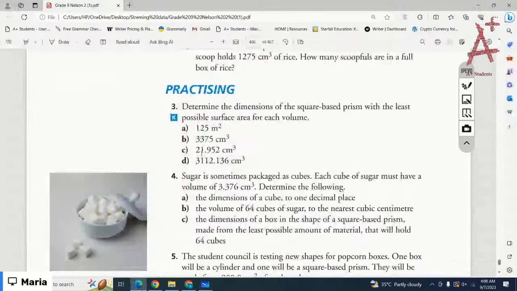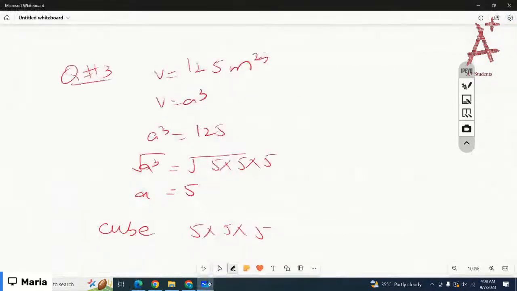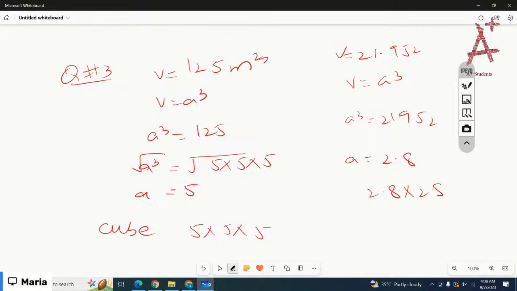Okay, the other one is 21.952 centimeters cubed. That is the volume, right? So we can say volume equals a cubed. So a cubed equals 21.952. So you have to cube root both sides. It would be a equals 2.8. That means the dimensions would be 2.8 times 2.8 times 2.8, right? Okay, let's just start with the next question.